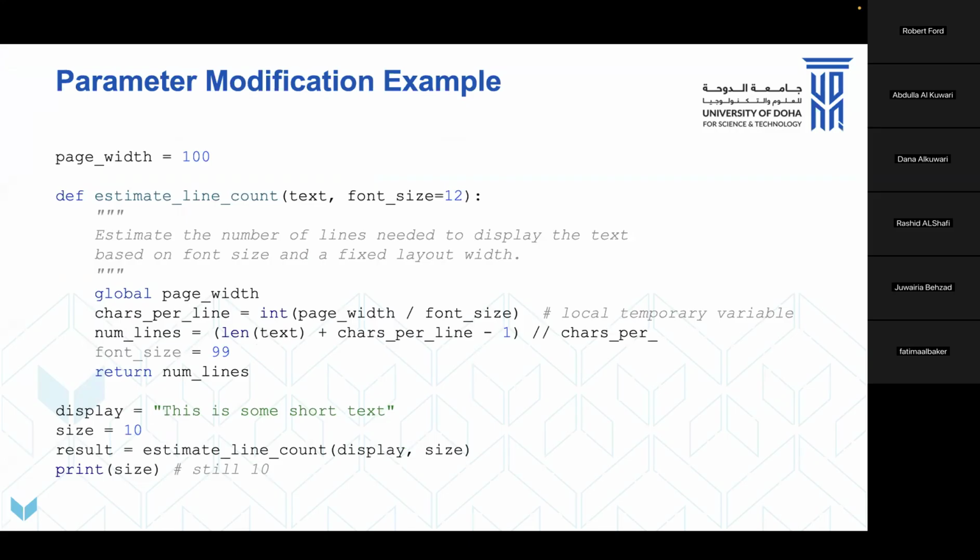So, parameter modification. What I'm talking about here is I tried to modify this font size to be 99, and I've already demonstrated this. If you call it where size is equal to 10, just because you modify the parameter doesn't modify the actual argument that was passed in.